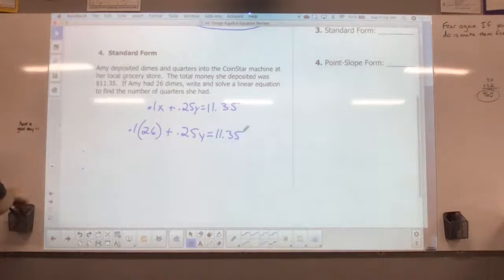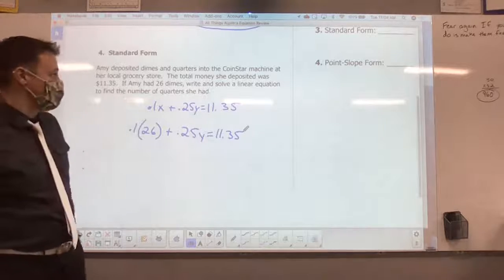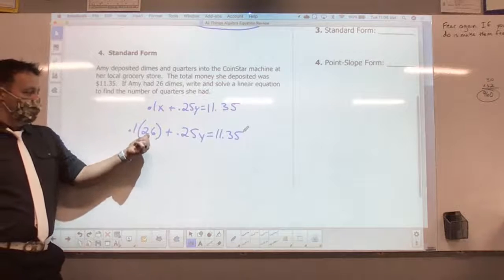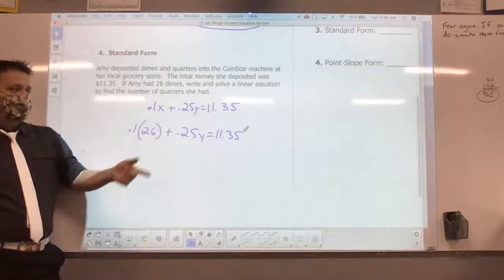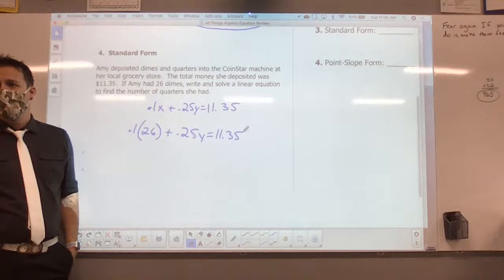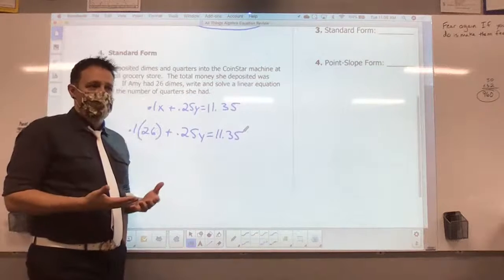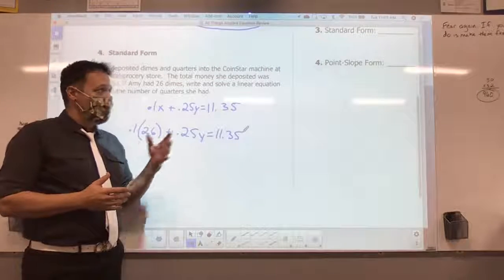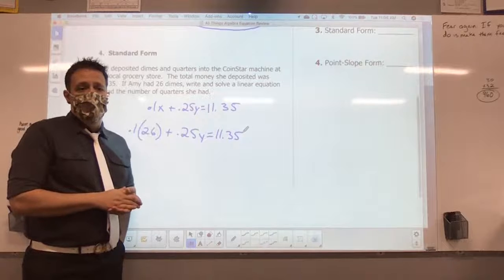Solve for Y. Most of you can do that on your own. Multiply that in, that would be 2.6, subtract it from both sides, divide, and you'd be able to work through this, okay? Finish this up. If you want to answer this on your own, you can.